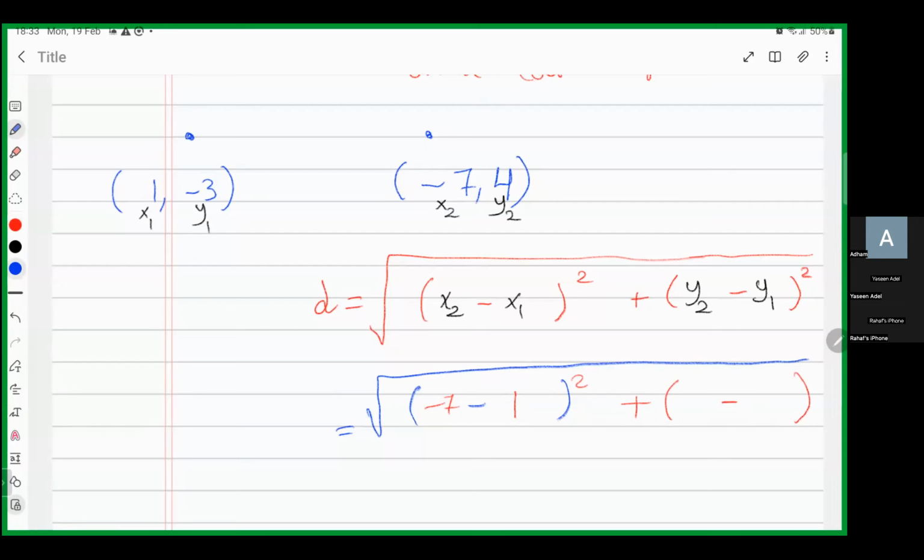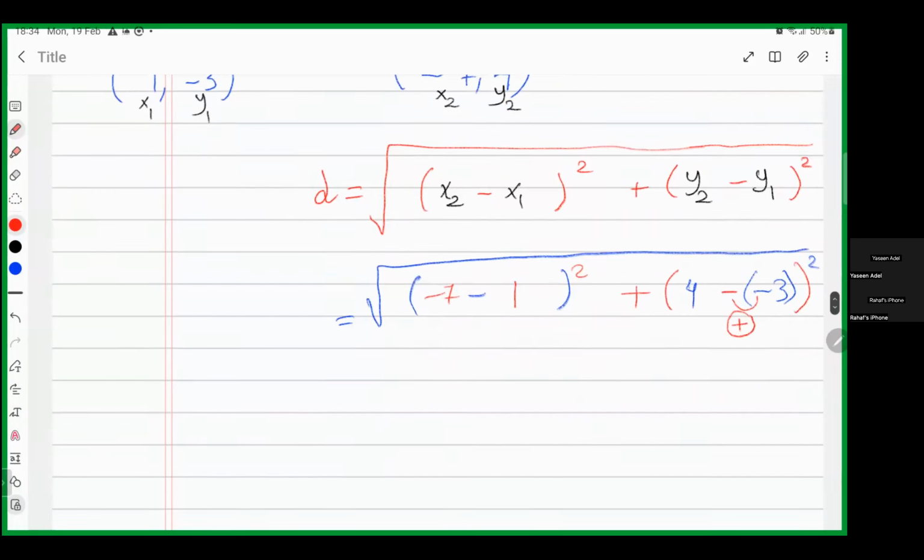Here is the plus also: y2 minus y1. Where is y2, Yasin? y2 is 4, minus negative 3. Do you notice something here, Yasin? Yes, both negatives make a plus. Minus and minus makes a plus. Very good. So now it equals square root.